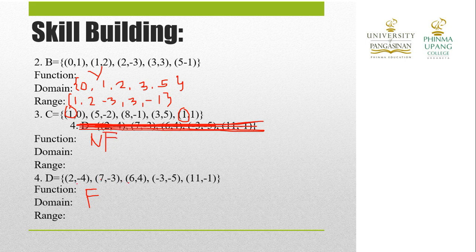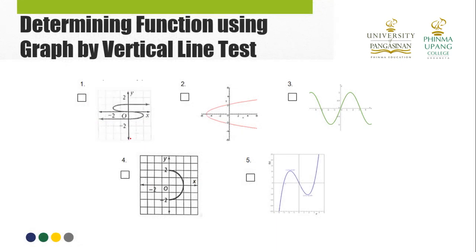So, 2, 7, 6, negative 3, and 11. Function. Okay, next. So, in determining the function using graph by vertical line test.